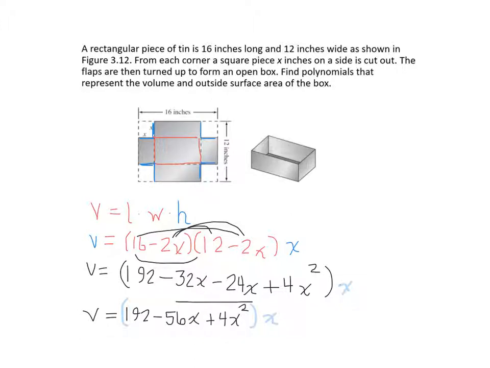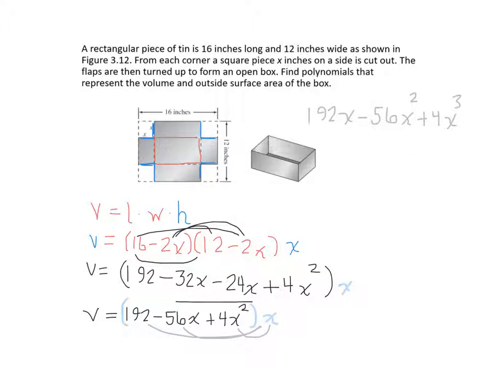So when I multiply x by 192, I get 192x. When I multiply the x by the negative 56x, I get negative 56x squared. And when I multiply the x by the 4x squared, I get positive 4x cubed.